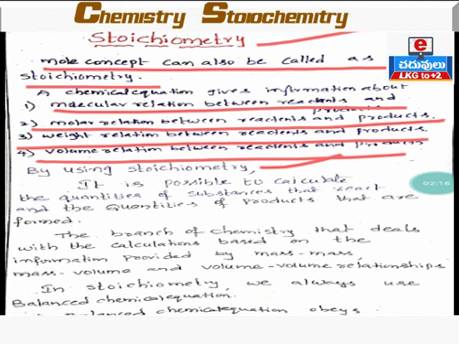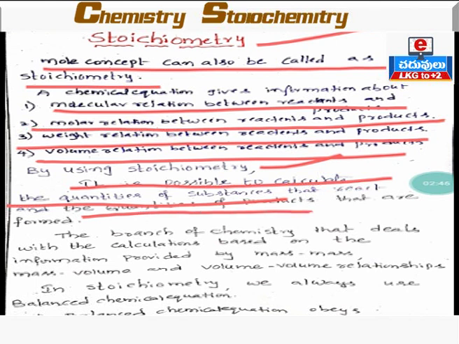Now, by using applications of stoichiometry, it is possible to calculate the quantity, that is the amount, of the substances. By using stoichiometry applications, we can calculate the amounts of the reactants that react chemically, and we can calculate the amounts of products that are formed.